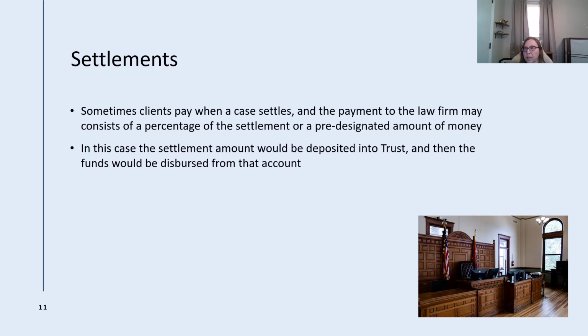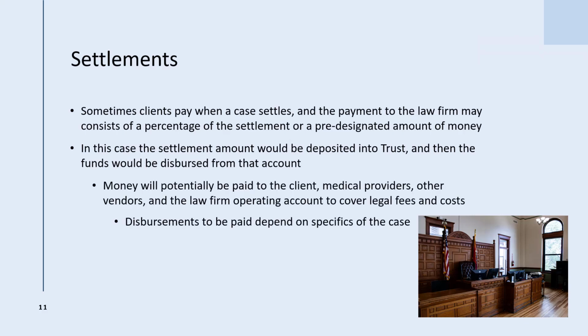Some of it might go to the client, some of it might go to medical providers. For example, if it was a personal injury case, some of it would go to the law firm to pay the legal fees and any costs that they might have incurred. And I'll cover the costs in just a few minutes. But the point is this would be a little different in that there wouldn't be the monthly invoices or the bi-monthly invoices for legal services. It would be more of they would deposit a large amount of money or a lump sum and then disperse it out. And the amount that covered the legal fees of the law firm would be transferred over to operating.